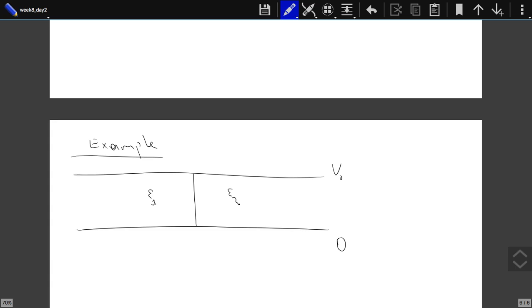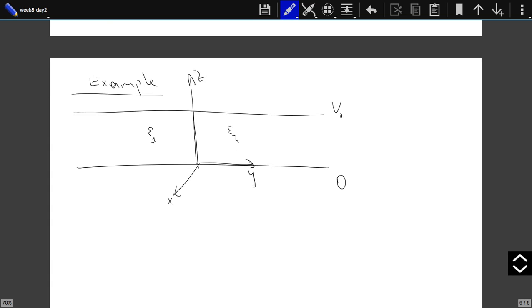Let's try to find what the field lines are at this interface. In which direction do they bend? So let's choose the coordinate axes. Let's say this is my z-axis, this is x, this is y. The potential will not depend on x because in the x direction we have translational symmetry, nothing changes. So it will be a function of y and z.